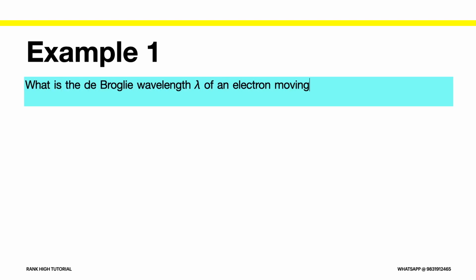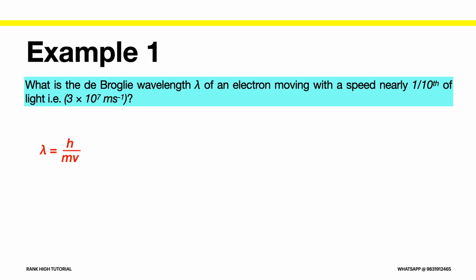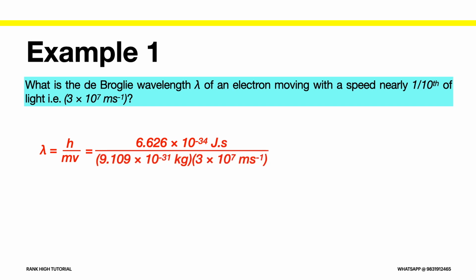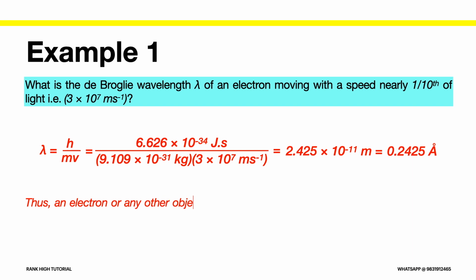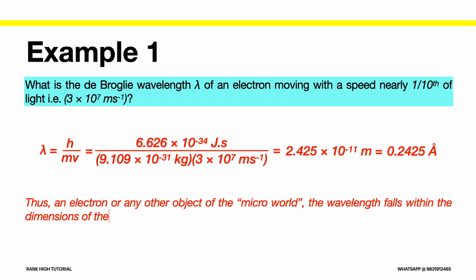Example number 1. What is the de Broglie wavelength lambda of an electron moving with a speed nearly 1/10 of light, that is 3 multiplied by 10 to the power 7 meter per second? Putting the respective values in lambda equals h by mv, we get 2.425 into 10 to the power minus 11 meter, that is actually 0.2425 Angstrom. Thus, for an electron or any other object of the micro world, the wavelength falls within the dimensions of the atomic system to which the electron belongs.